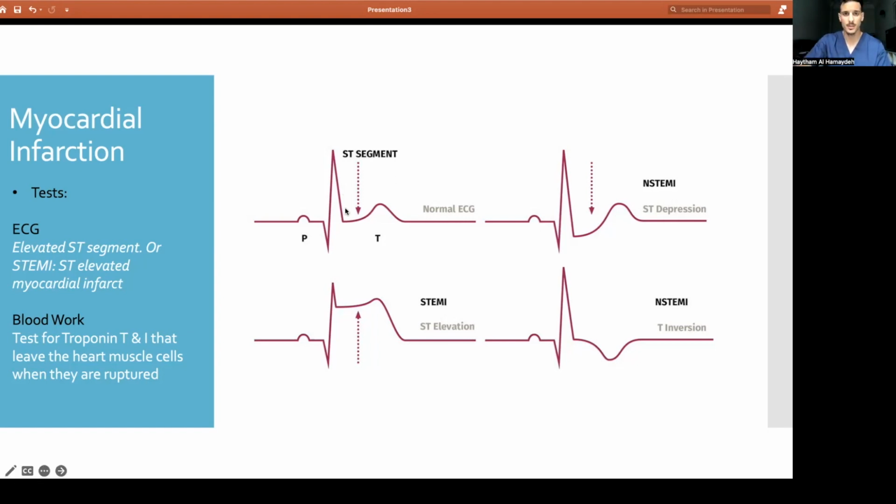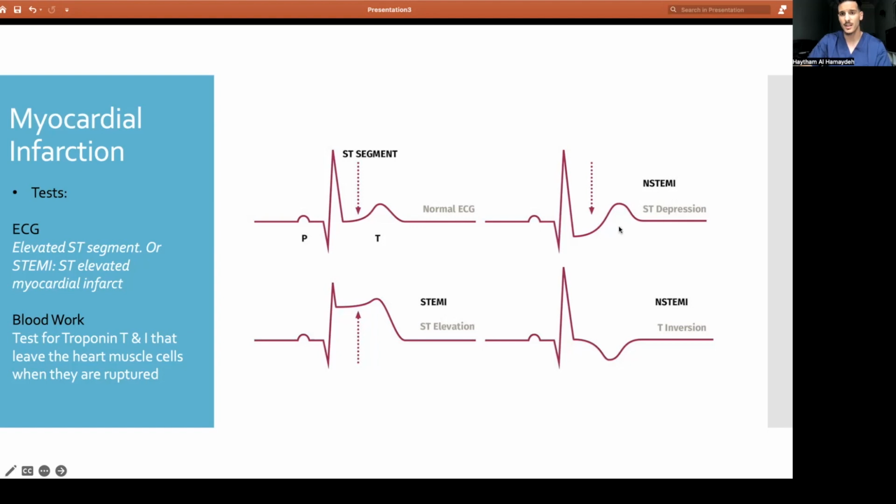So you can see here that the normal ECG looks like that, where the ST segment is what we focus on. In a STEMI, a myocardial infarction, we see that the ST segment is elevated. ST elevation is where a huge part of the wall of the heart is affected. And so this is the STEMI, and NSTEMI is a smaller part of the heart that is affected.